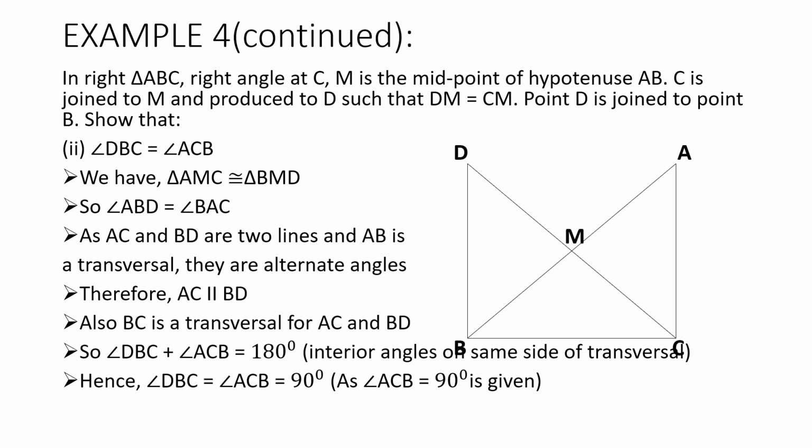Also AC and BD are parallel and BC can also act as a transversal. So BC acts as a transversal for AC and BD, and angle DBC and angle ACB, you can see from the diagram, they both are interior angles on the same side of the transversal. So they form a linear pair. Their total is 180 degrees. Hence angle DBC will be equal to angle ACB and both will be 90 degrees. Why? Because angle ACB is 90 degrees, given. So both the angles are equal and of measure 90 degrees.